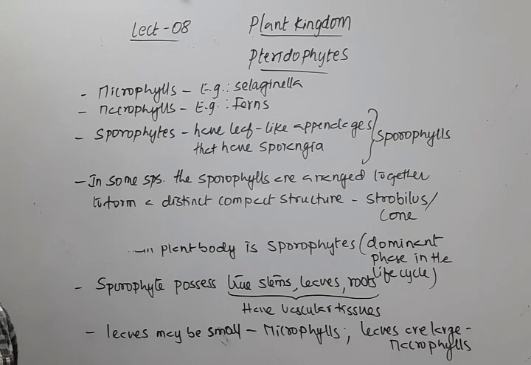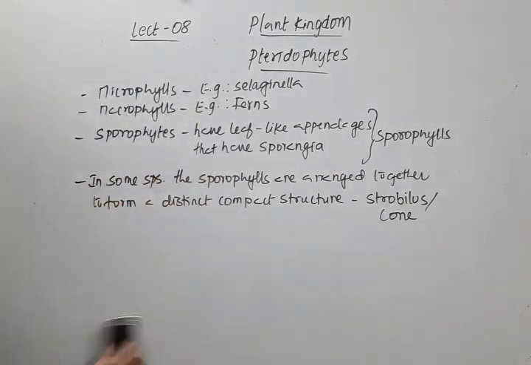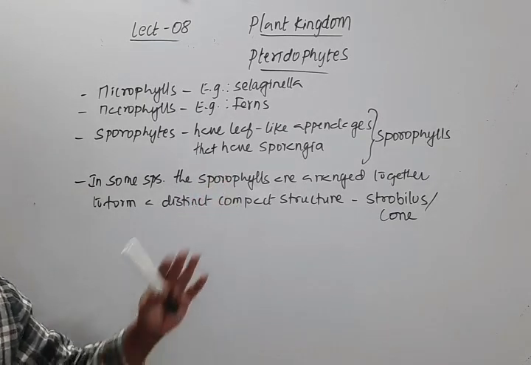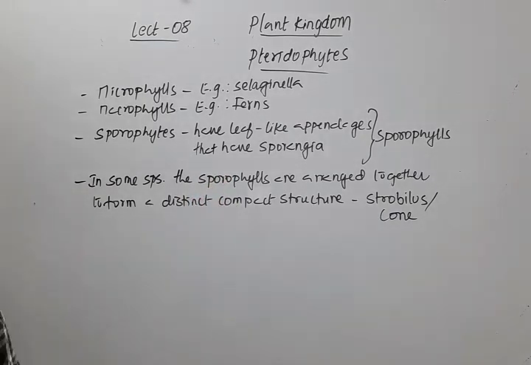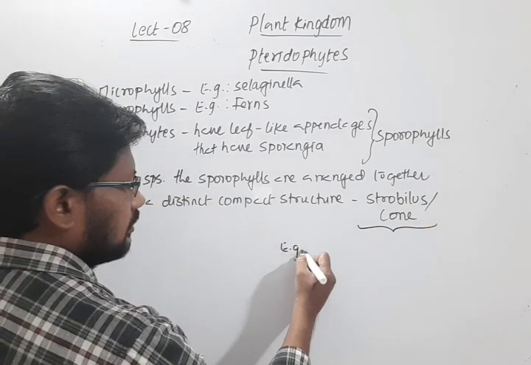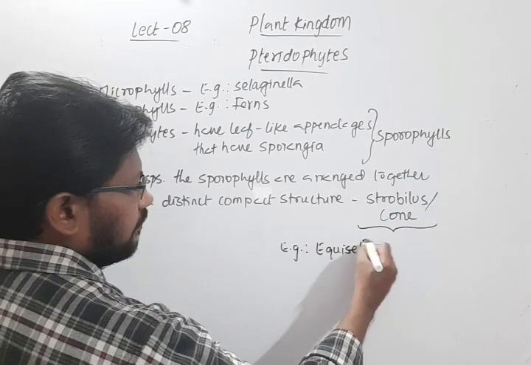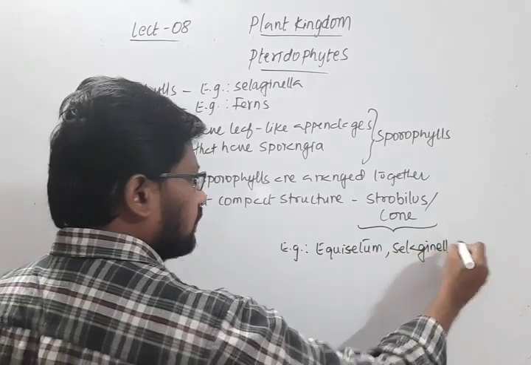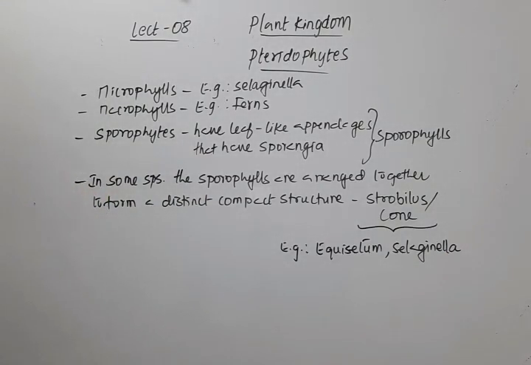So what actually are these strobili or cones? They are nothing but the sporophylls which are compactly arranged and form a very clear-cut structure, and that we call strobili or cones. In other species you will find sporophylls separately. In some cases those sporophylls together form these compact structures called strobili or cones. Such cones we can see, for example, in case of Equisetum and Selaginella.